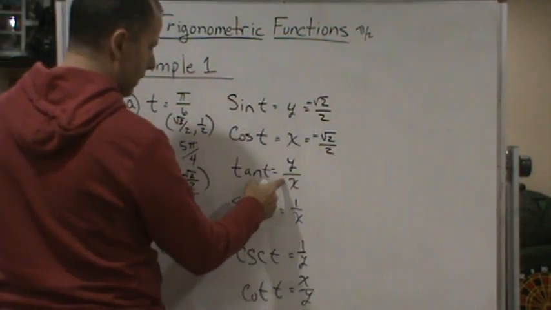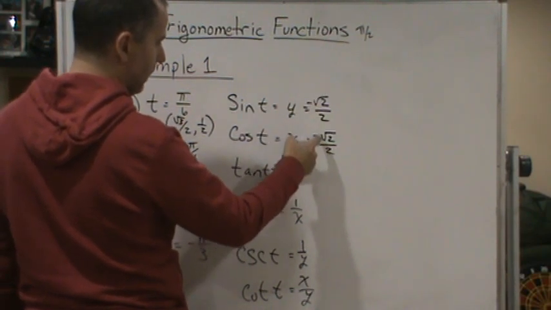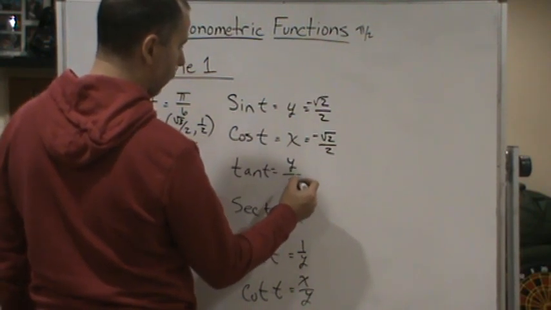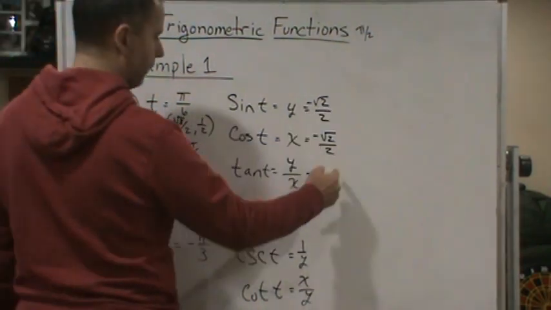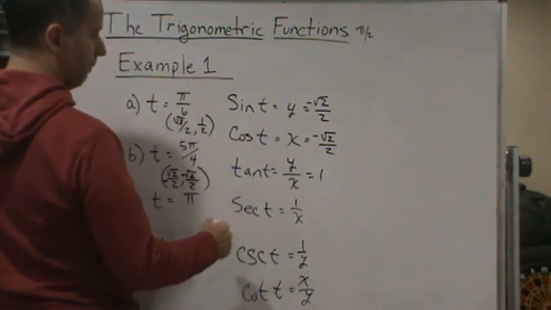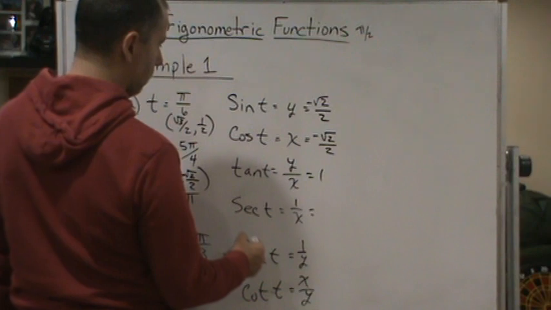And of course, for tangent, it's going to be both of these together, but it's going to cancel out, and we're going to get what? 1, right? Because they're the same. So we're going to get 1. And then this is going to be 1 over x.